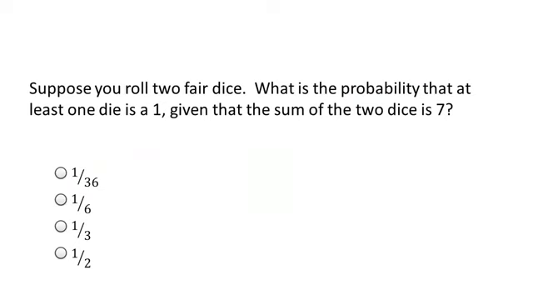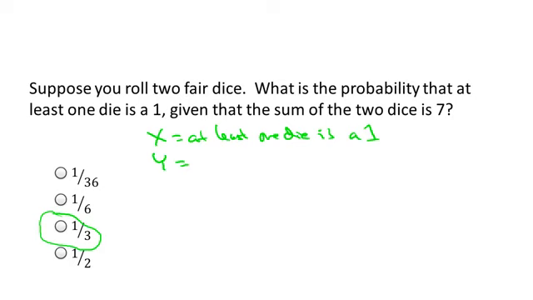Okay, so the correct answer to this quiz is the 3rd answer. So let's see why that is. So what are the 2 events that we care about? We want to know the probability of x given y, where x is the event that at least one die is a 1, and y is the event that the sum of the 2 dice is 7. Now, the easiest way to explain this is let's zoom in, let's drill down on y. Let's figure out exactly which outcomes y comprises. So the sum of the 2 dice being 7, we saw in the first part of the probability review that there's exactly 6 outcomes which give rise to the sum 7.